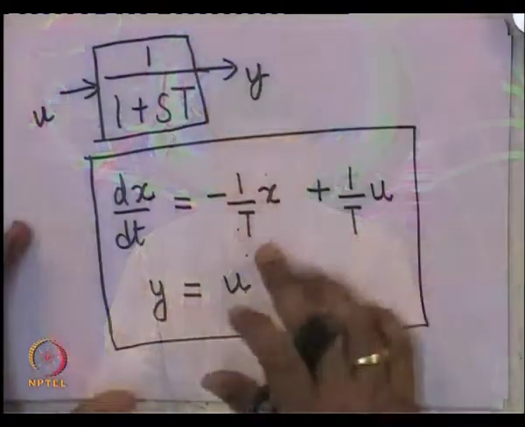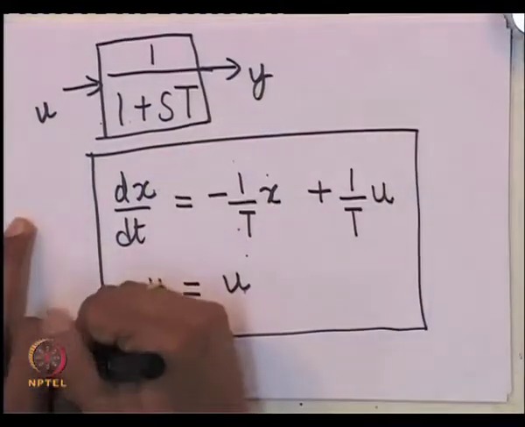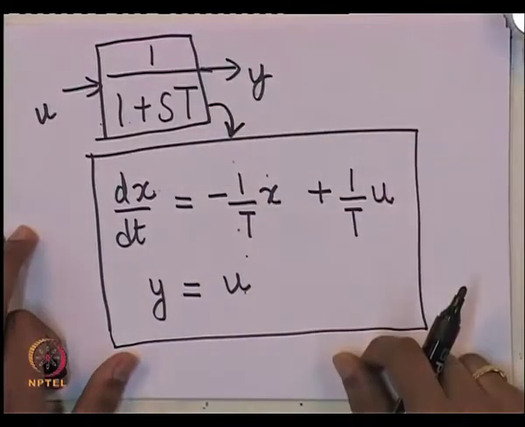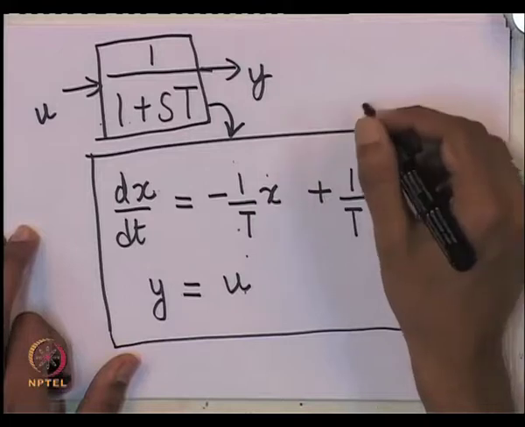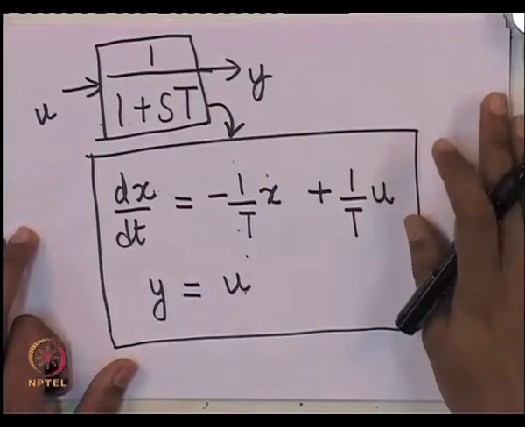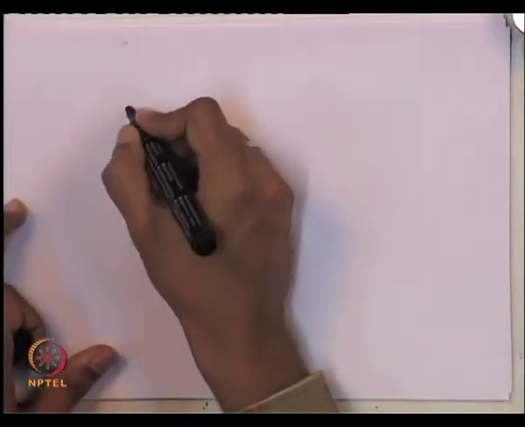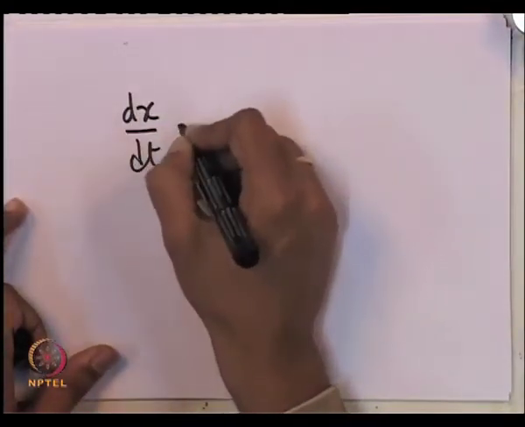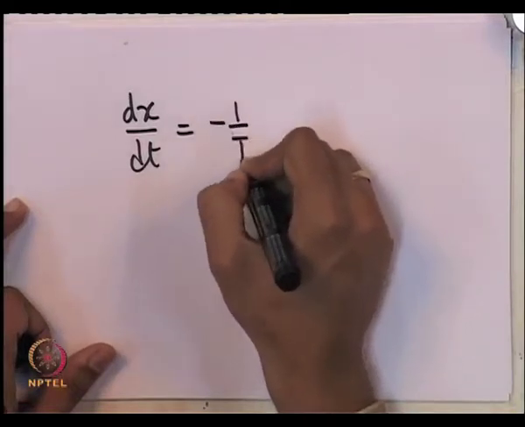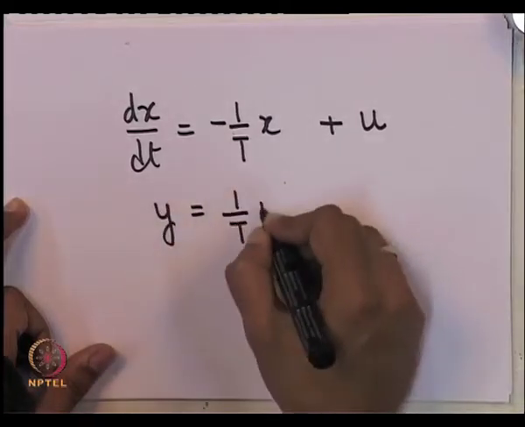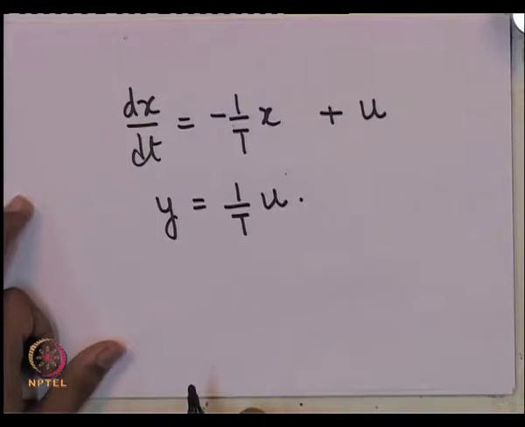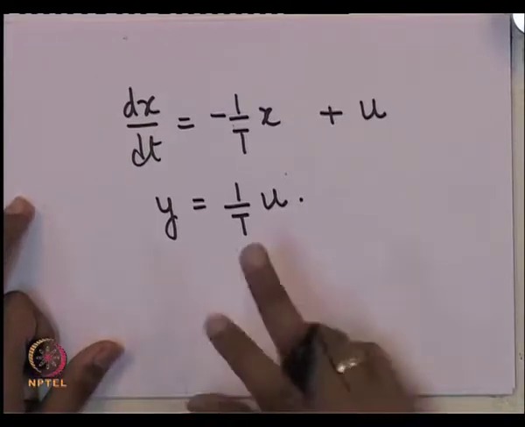Of course, one should be a bit careful and precise. Well, there is no one to one mapping between this and this, in the sense that you can have a different state space or different differential equation model to get this input output relationship. For example, dx by dt is equal to minus 1 upon T x plus u, and then y is equal to 1 over T of u, okay, will also give you the same transfer function.